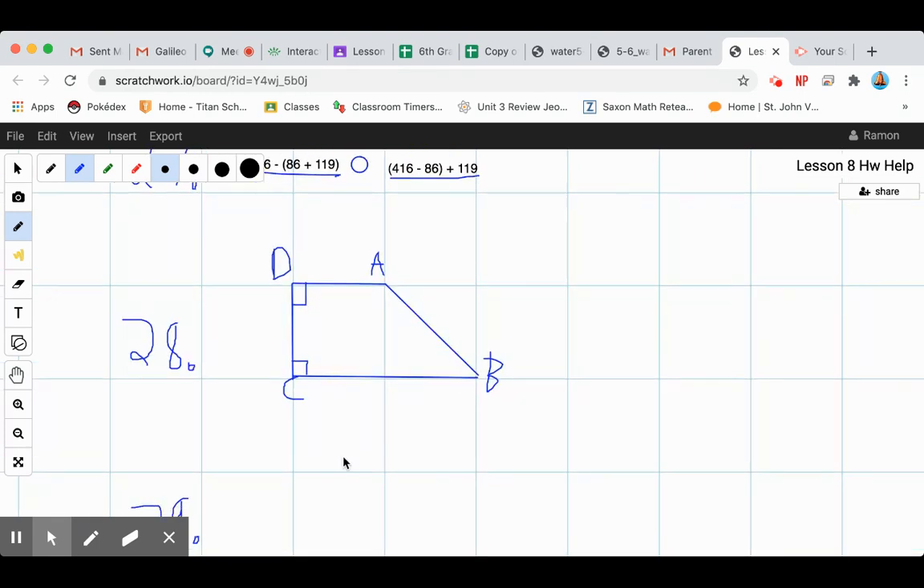For 28, we are being asked to name an acute, obtuse, and right angles. So the acute angle would just be this angle right here because it's less than 90 degrees. Now to name it, you'll notice that you have to start at the starting point C and then make your way over to B and then move up to A. So the name of it would be C, B, A, or A, B, C.